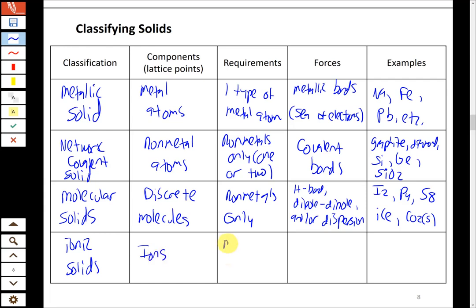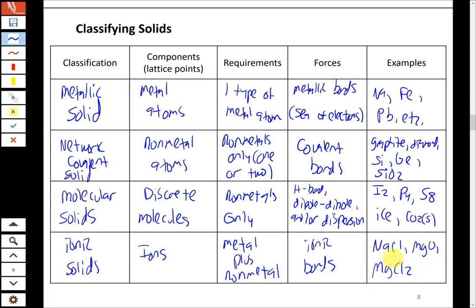And the requirements are, the formula of these are going to be a metal and a nonmetal together. We've already talked about that at length back in chapter 3 when we first introduced ionic compounds. So an ionic compound has a metal cation and a nonmetal anion paired together, and they're held together by those ionic bonds, those strong forces of attraction between the oppositely charged ions. And there's tons of examples, but again, any combination of metal and nonmetal. So sodium chloride, magnesium oxide, magnesium chloride, all kinds of examples. These are binary ionic compounds, which are the types that we'll talk about in terms of their structure.